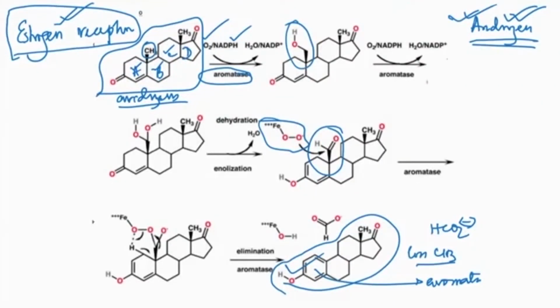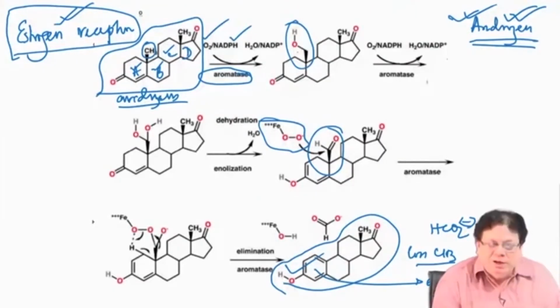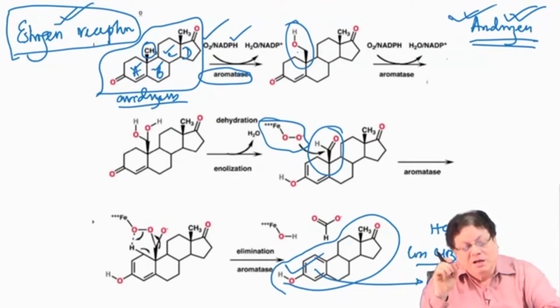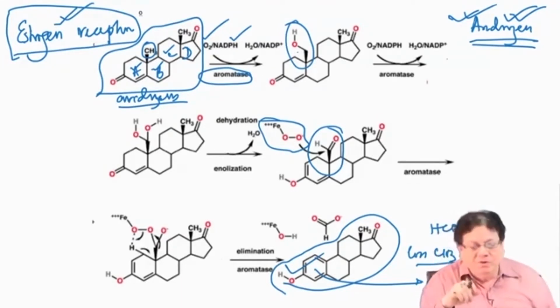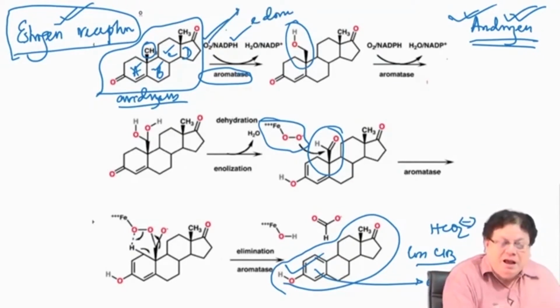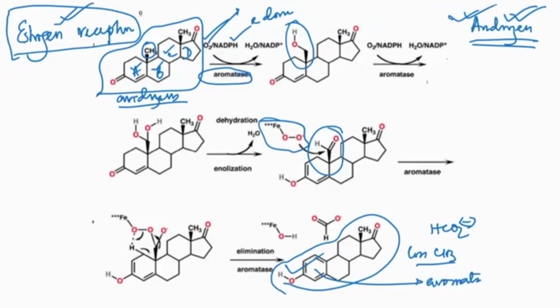The reaction is nothing but removal of a methyl that you have to do in order to aromatize the A ring. First, the methyl is oxidized to CH2OH. Who does the oxidation? It's iron mediated, and oxygen is the co-substrate, and electrons come from the NADPH. NADPH is the electron donor, oxygen is a co-substrate, and iron is the mediator of electron transport. So, first it goes to alcohol, then another round of oxidation, it goes to the aldehyde.